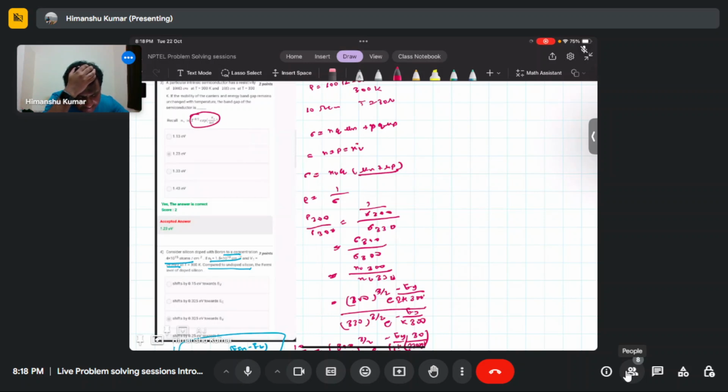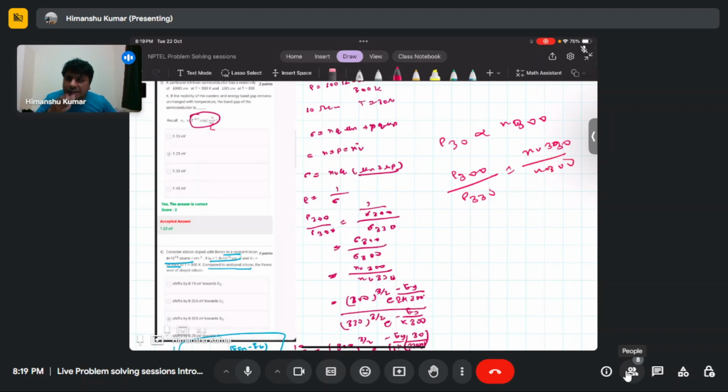At the place of Ni, no, for Ni you just put the temperature you are given. So rho at 300 will be proportional to Ni at 300. Because Ni is dependent on temperature, Ni will change at different temperatures, and your conductivity or resistivity is different at different temperatures. So this relation gives rho at 300 divided by rho at 330 equals Ni at 330 divided by Ni at 300, and Ni is governed by this equation.